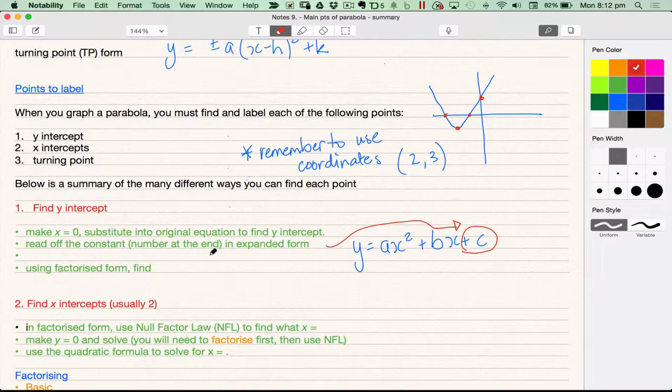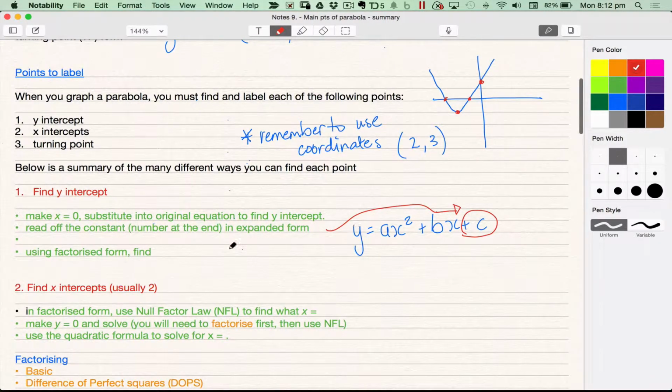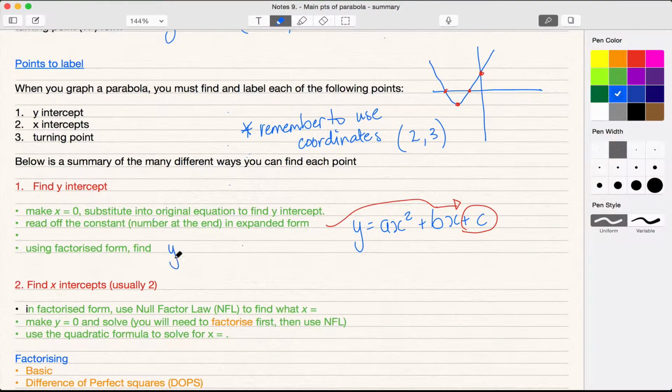The last method you can use is from factorized form. You can just find y equals a times b. So a reminder, factorized form looks like this: x minus a, x minus b. So you just need to multiply these 2 numbers together and you'll get your y-intercept.